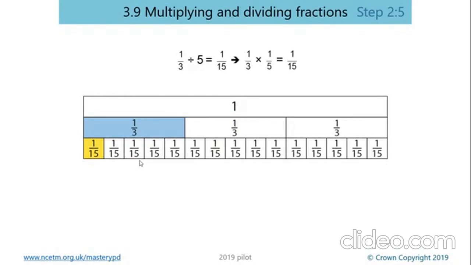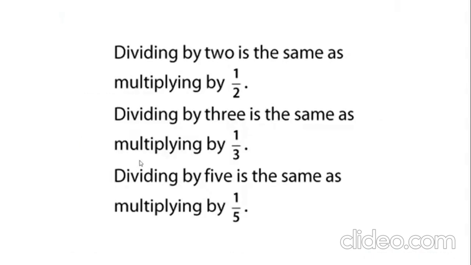I wonder if you've spotted any mathematical rule. So, some things that have been spotted are dividing by 2 is the same as multiplying by 1/2. Dividing by 3 is the same as multiplying by 1/3. And dividing by 5 is the same as multiplying by 1/5.